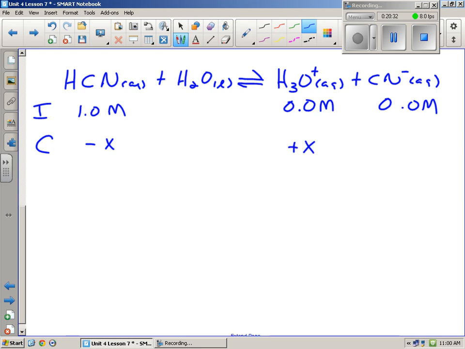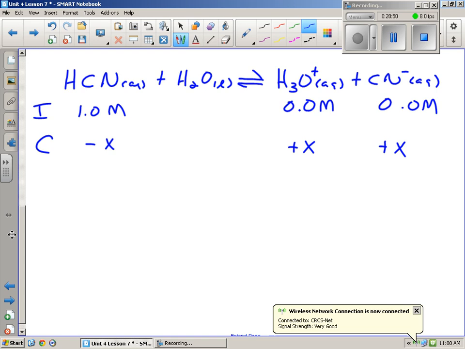Plus X, right? Because whatever I take out of this 1 is how much I'm going to make there. And likewise, don't forget, this is a 1-to-1, so I also have to increase this by X too. Because for every one of those, remember, I'm making X and X over there. All right? So, what's the equilibrium then?